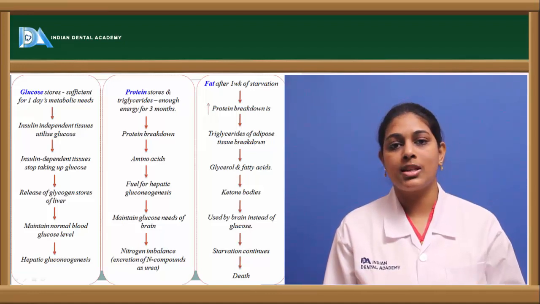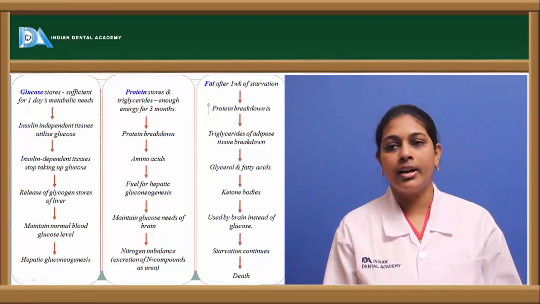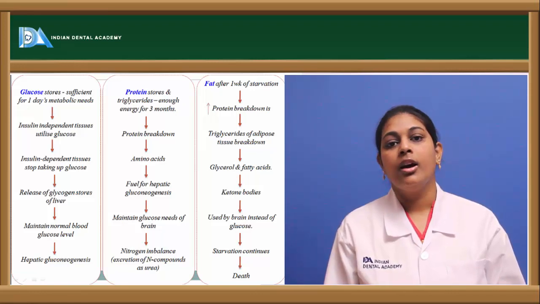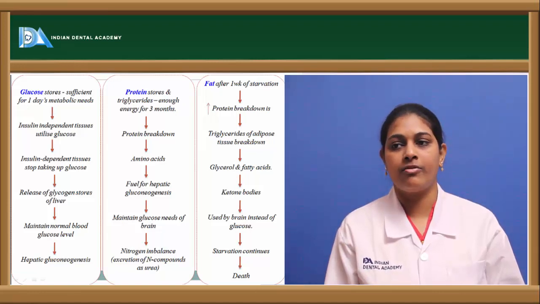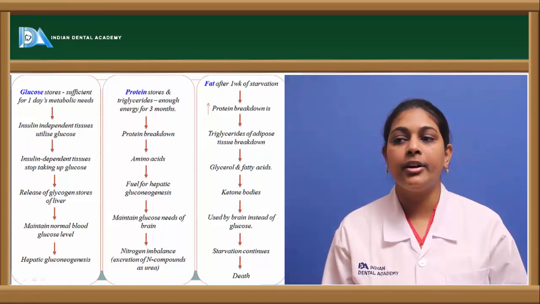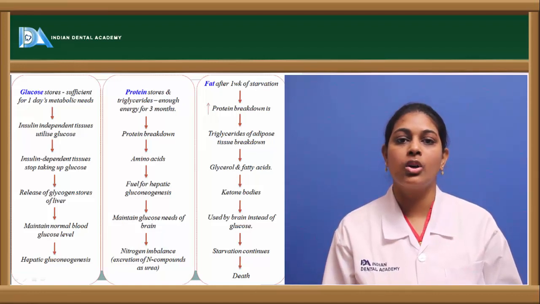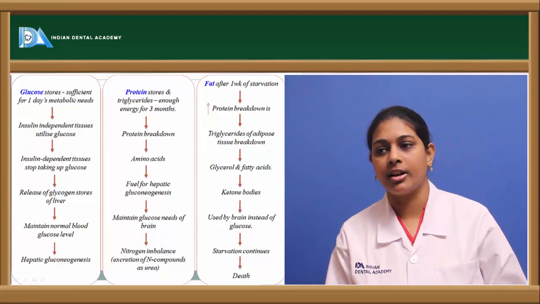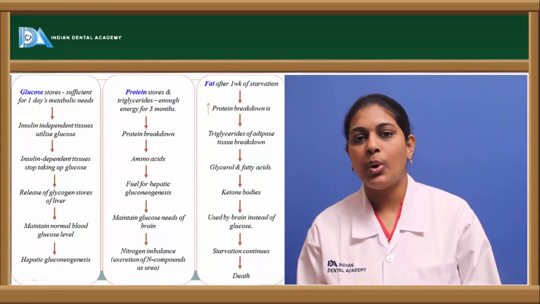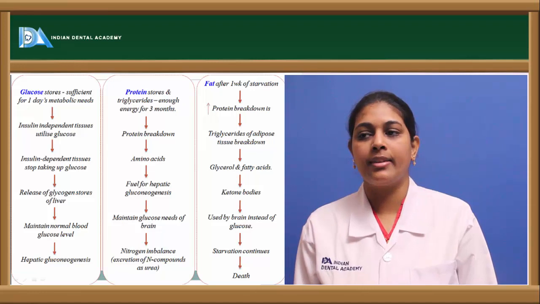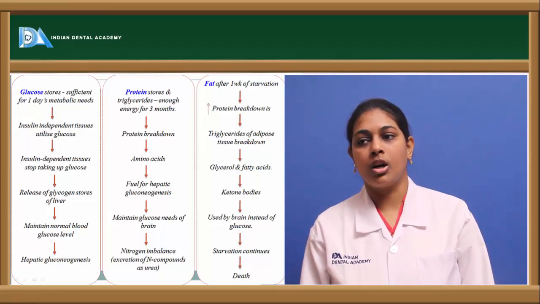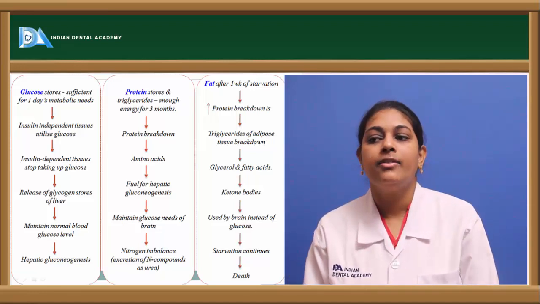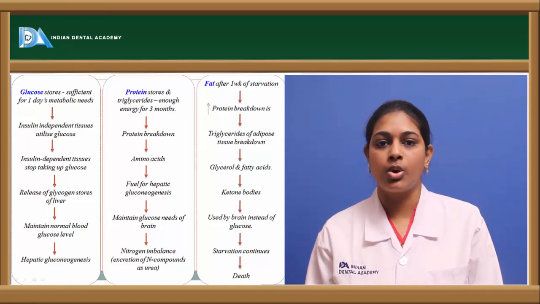So how this works out is, insulin independent tissues utilize this glucose in the period of fasting, whereas the insulin dependent tissues stop taking up this glucose. So this compensates the glucose stores during the fasting condition. So once this glucose is being utilized by the insulin independent tissues, there's release of glycogen from the stores in the liver.